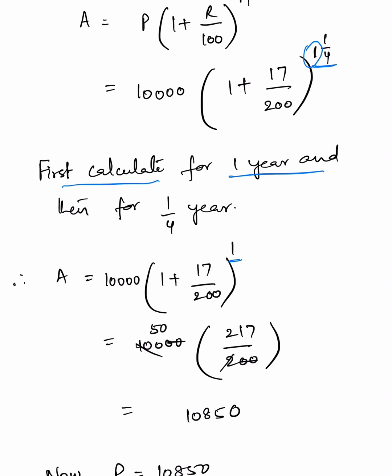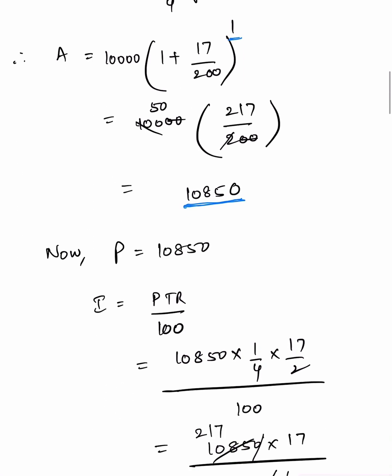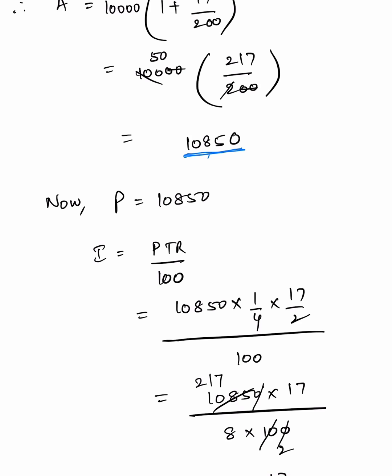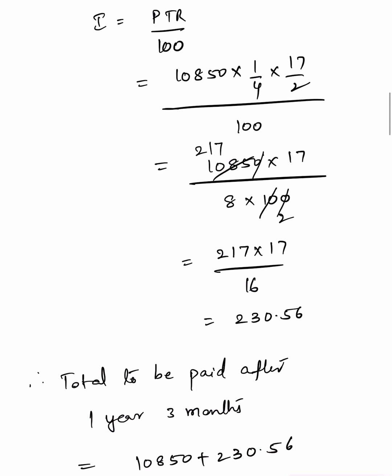So that is equal to 10,850. We have to take this 10,850 as the principal for the next calculation. So for this 1 by 4 year, we have to calculate simple interest. So P is 10,850. This amount becomes the new P now, and I is PTR by 100. For simple interest, the formula is PTR by 100. So 10,850 into 1 by 4 year, T is 1 by 4, R is 17 by 2 by 100. This is equal to 230.56 rupees.